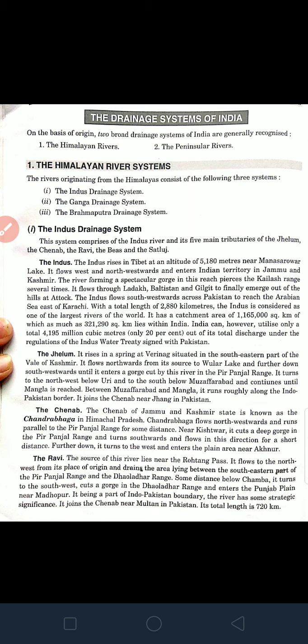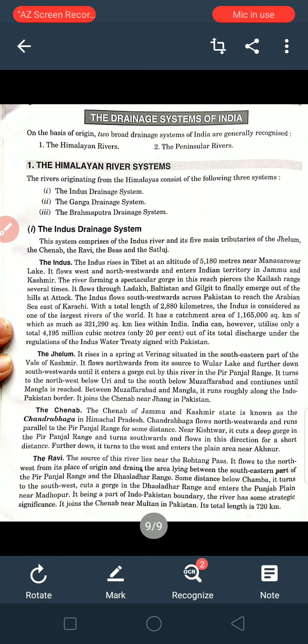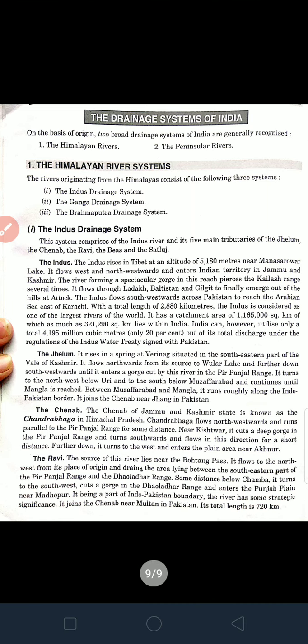Chandrabhaga flows northwestward. All these rivers are west flowing rivers towards Punjab, Haryana, and then extend up to Pakistan, and it runs parallel to the Pir Panjal range for some distance. Near Kishtwar, it cuts a deep gorge in the Pir Panjal and turns southward and flows in that direction for a short distance. Further down, it turns west and enters the plain area near Akhnur.